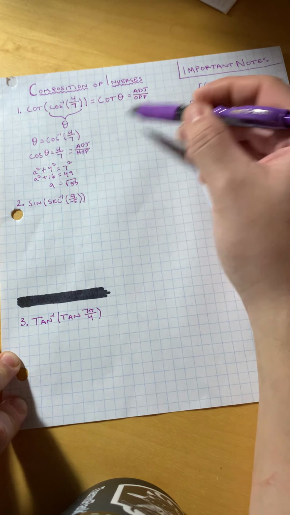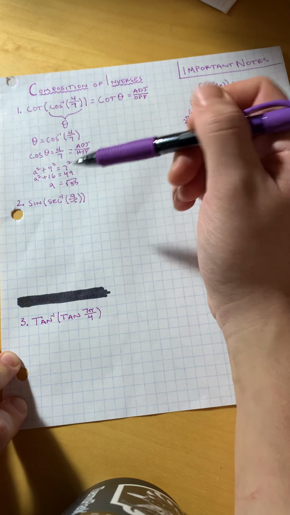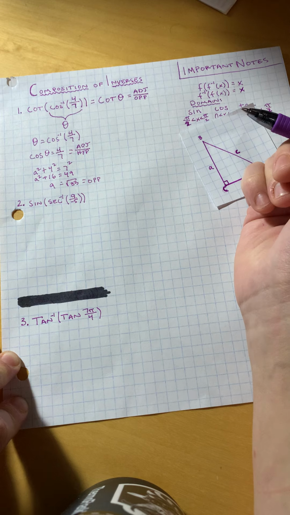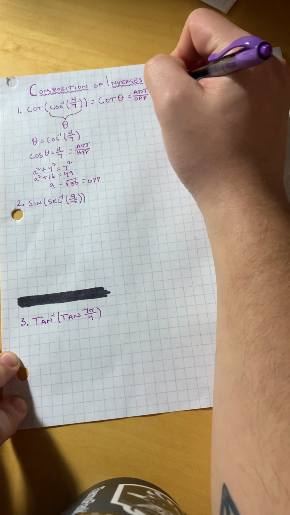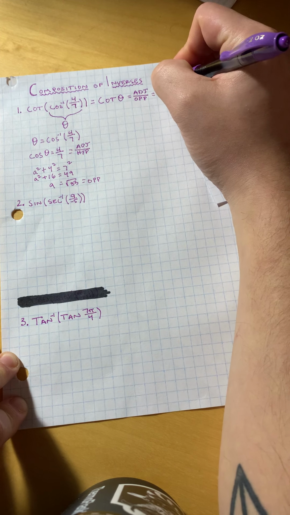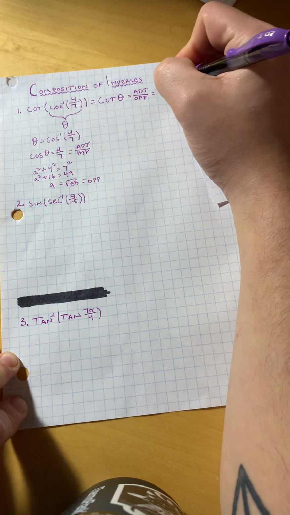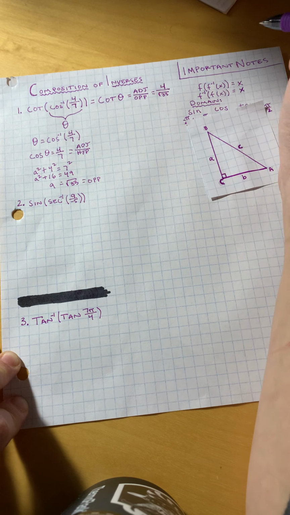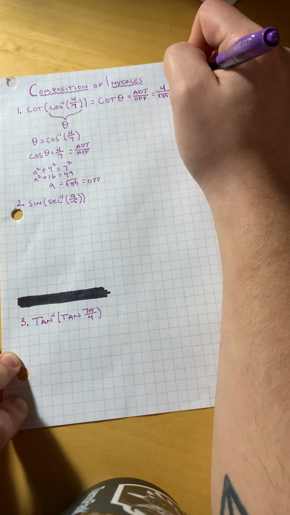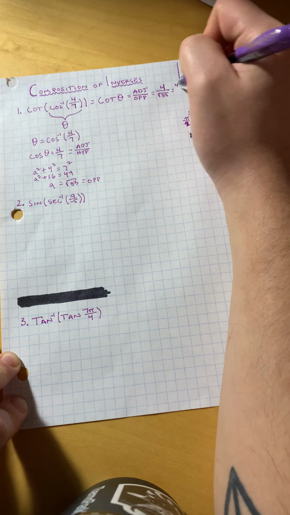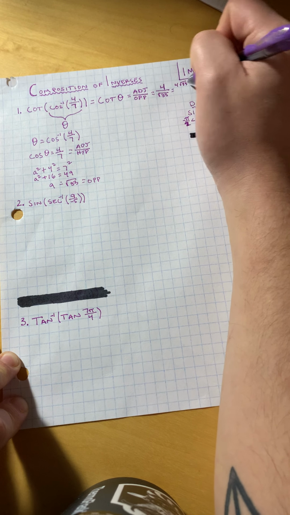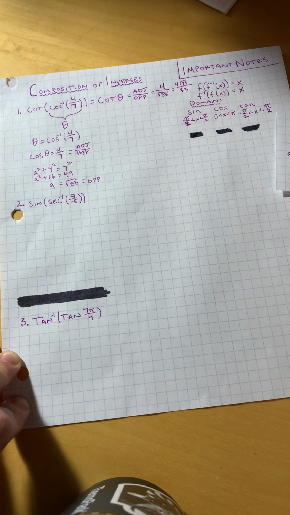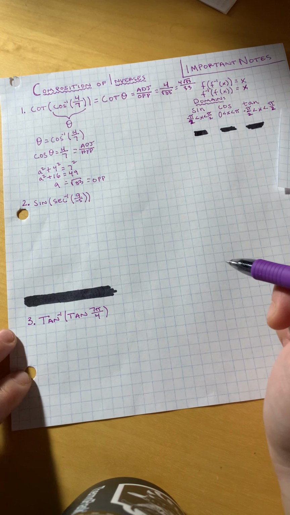And we're looking at adjacent over opposite. Well, we've just found our opposite side. So this problem equals 4 over the square root of 33. Or if you want to rationalize, you end up with 4 square root 33 over 33. Boom, 1 down, 2 to go.